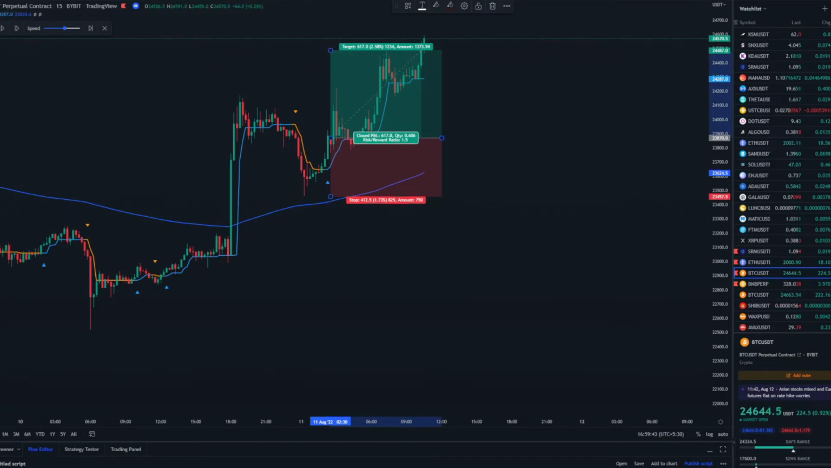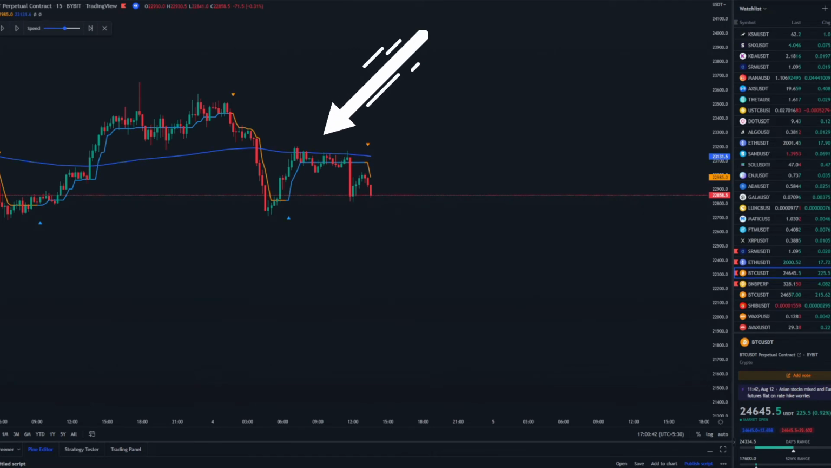After waiting for a while, it went successful and touched take profit target. Now I will explain the sell entry rules. In the first step, make sure the candles are below the 200-day moving average.